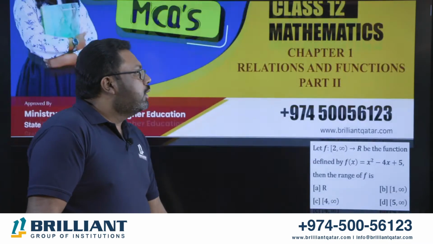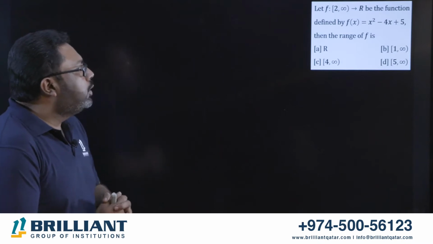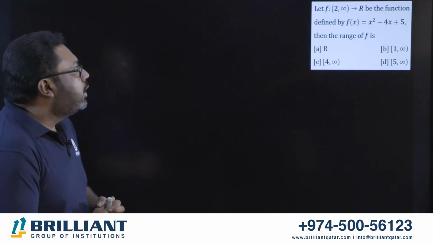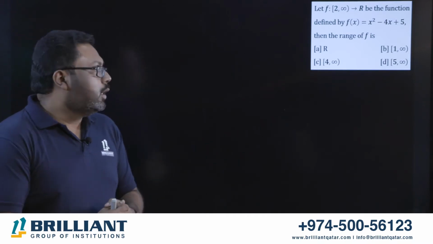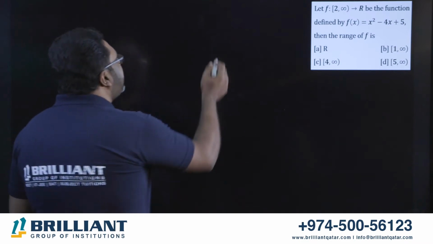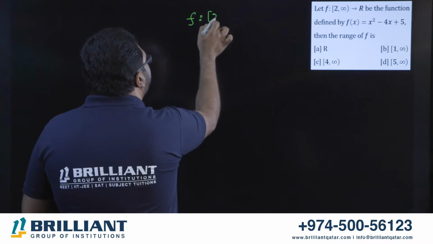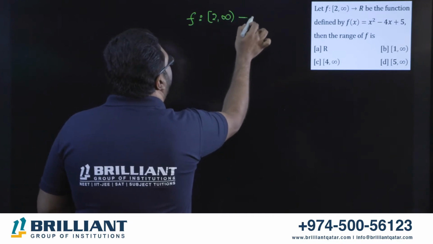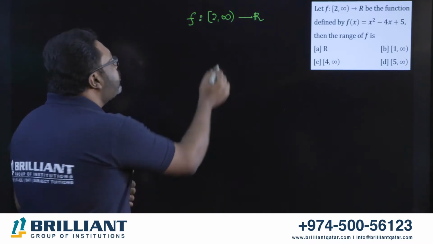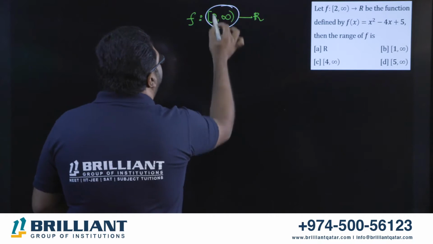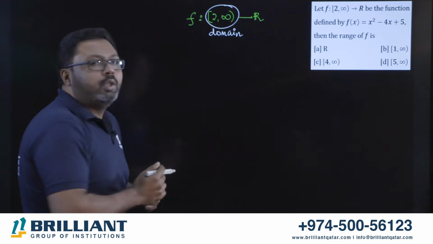The first question we're going to discuss is: f is a function from [2, infinity) to R, and f of x is defined by x squared minus 4x plus 5. What is the range of f? This question can be done very directly. It is said that f is a function from [2, infinity) to R, so this [2, infinity) can be understood as the domain of the function.